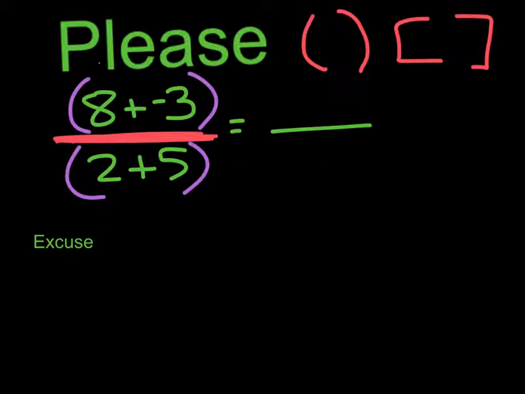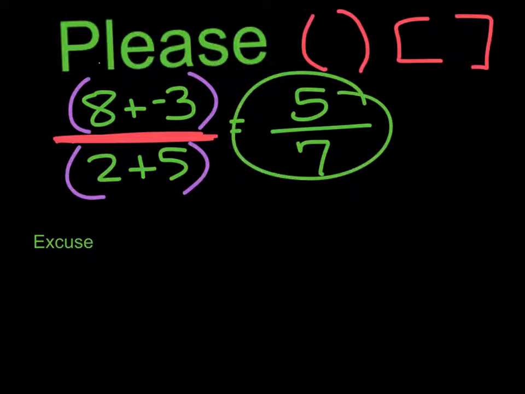So 8 plus negative 3 is 5. 2 plus 5 is 7. And you know what? To be honest, 5 divided by 7, it's a fraction that doesn't go in equally. I would just leave it as 5/7. If you wanted to divide and get a decimal, go for it. Okay, so please be careful. I've got parentheses. I've got the brackets. We also, though, have that big fraction bar.